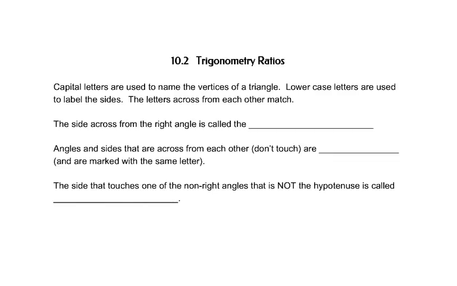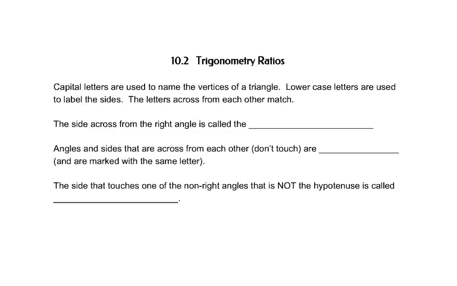In this section, we're going to lay some groundwork for right triangle trigonometry. This is our 11.2 and we're on page 100 of your workbook. We use capital letters to name the vertices or the corners of the triangle. We use lowercase letters to label the sides. The letters that are across from each other match. We'll look more carefully at this in a minute.